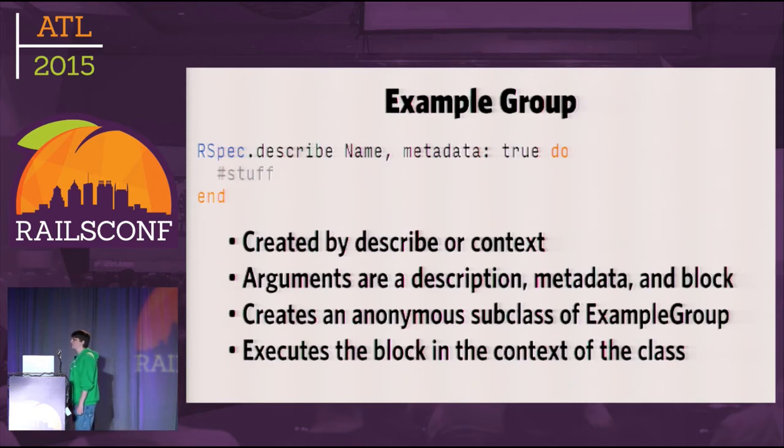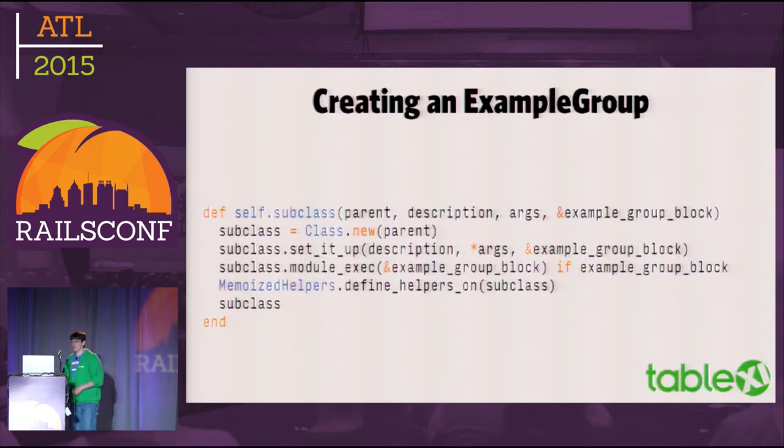What happens when you call describe is that RSpec creates an anonymous subclass of example group and then executes the block argument in the context of that new anonymous subclass. So here's a piece of that code. This is from the part of example group. This is sort of called along the way as that example group gets created.